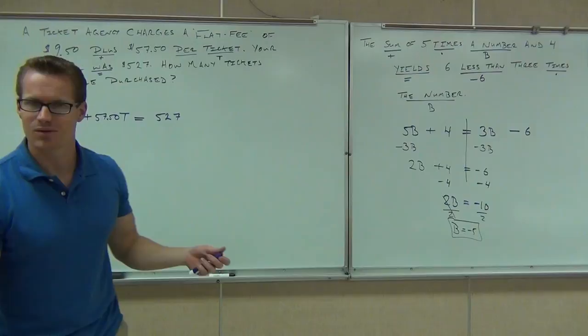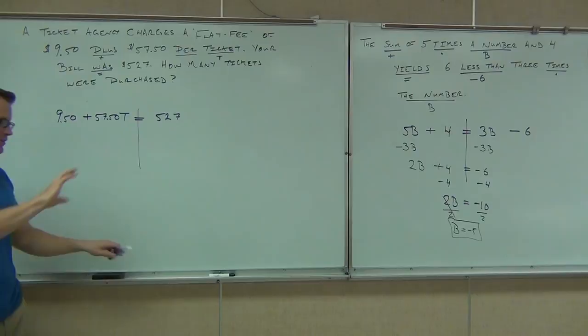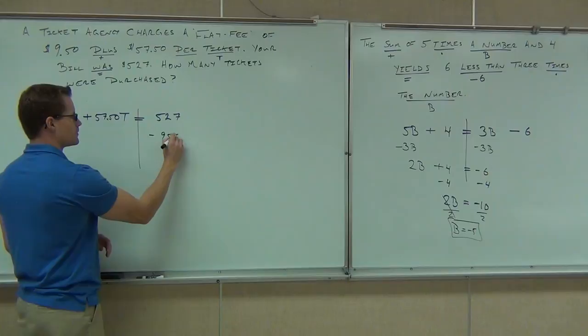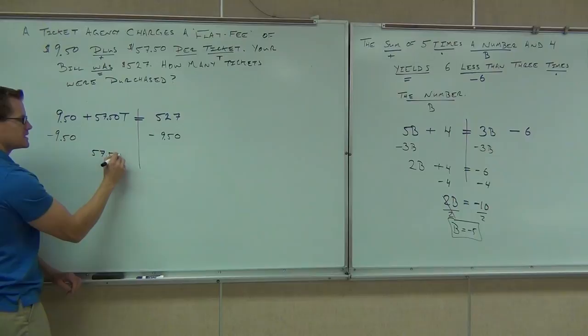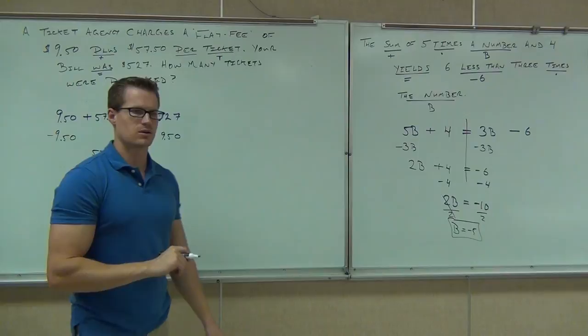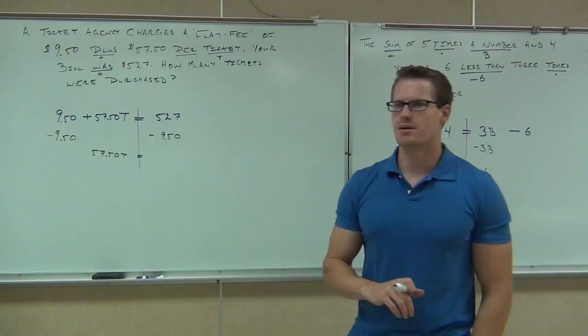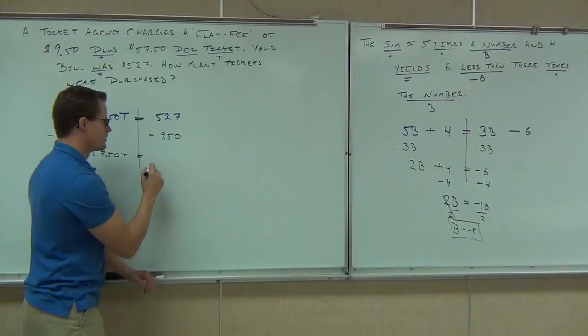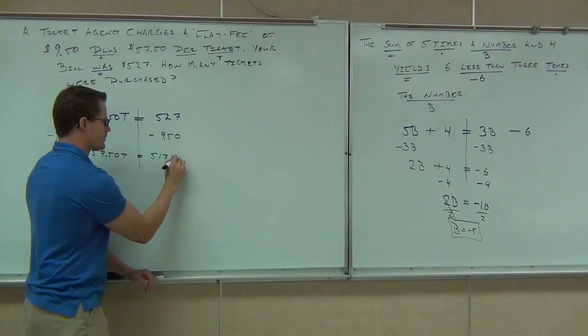Now, we haven't really dealt with decimals, but this is a good introduction for us. What's your variable? T. We're trying to get everything away from the T. What's the first thing we need to do? Subtract the 9.50 from both sides. Good. That is our constant term, so if we subtract 9.50, we get 57.50 T equals. You can use your calculator if you'd like. How much is 527 minus 9.50? 517.5. Perfect.